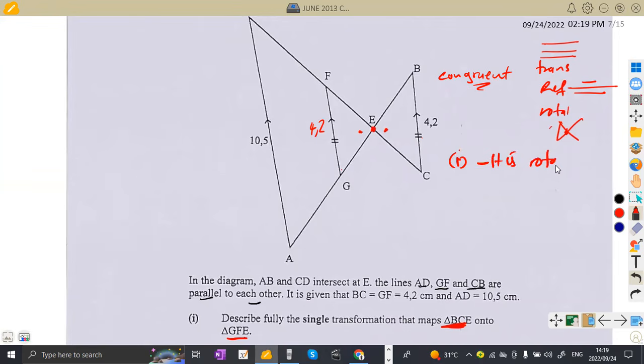Remember how you describe a rotation. It is a rotation. Then you need the center of rotation. And I told you the special type of rotation: when you join the points like this, they cross each other at one point. That is an angle of 180.